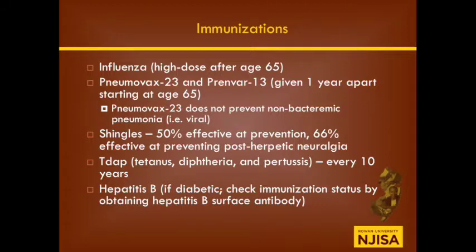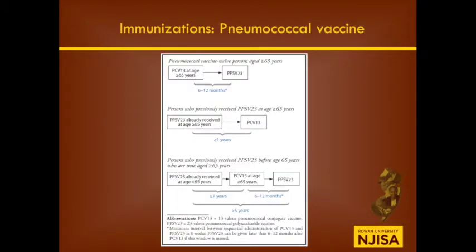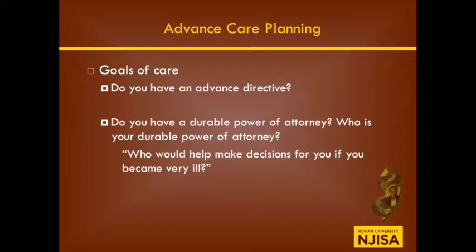So I mentioned the pneumococcal vaccines and that they should both be given a year apart. So either Prevnar 13 or Pneumovax 23 can be given, and 1 year later the patient should receive the one that was not given. Okay, so the next part of the comprehensive geriatric assessment deals with what's called advanced care planning.